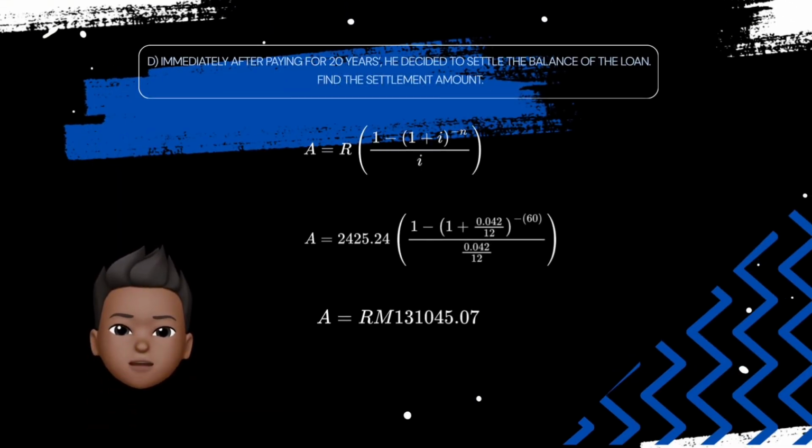Okay, let's move on to question D. Based on the question, after he has been paying for 20 years, he decides to settle the balance. Using this formula, A belongs to present value, which is the loan. The result obtained from that calculation, the loan settlement amount is 131,045 ringgit 7 cents.